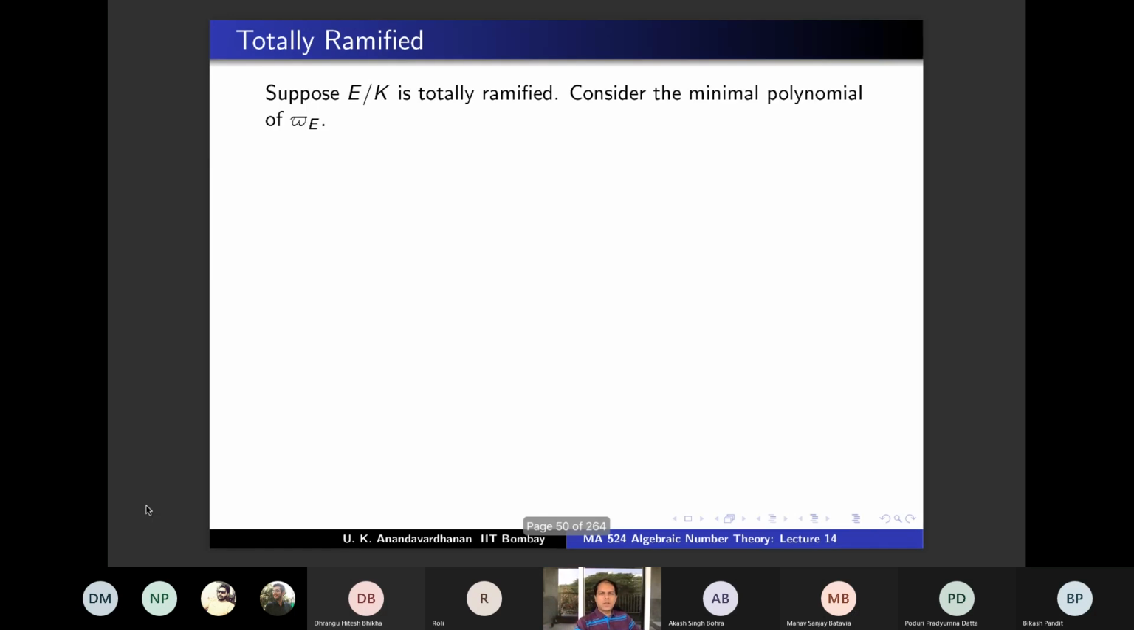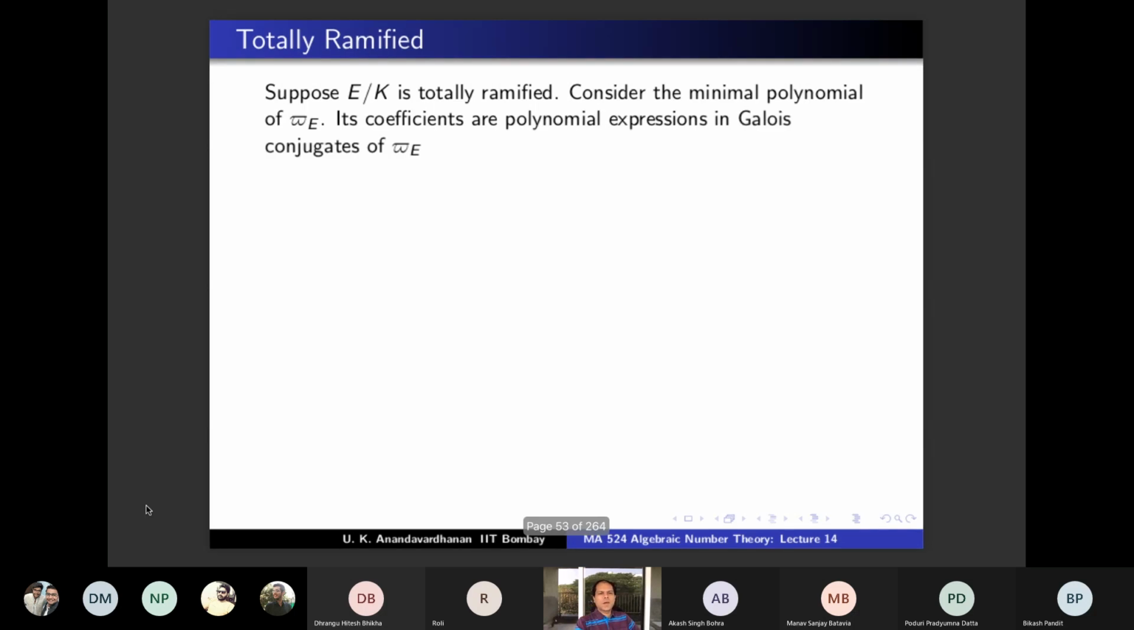So if E over K is totally ramified, consider the minimal polynomial of pi_E, the uniformizing element of O_E. So this is a generator of P_E. So consider the minimal polynomial. Its coefficients. So what can you say about the coefficients of the minimal polynomial? They will consist of conjugates of the element pi_E, right? So for example, the last one will be the product of conjugates, maybe raised to some power, but it involves a product of conjugates. The second coefficient involves a sum of conjugates, and the other coefficients will involve sums and products in various ways. Coefficients are always polynomial expressions in Galois conjugates of pi_E.